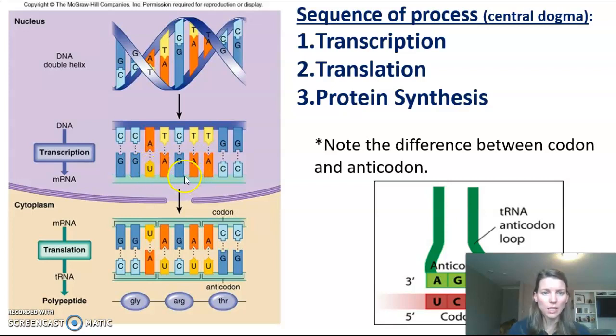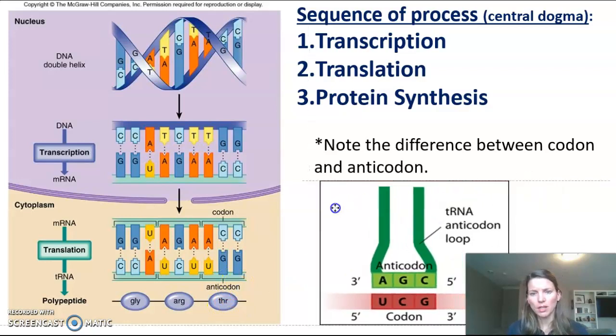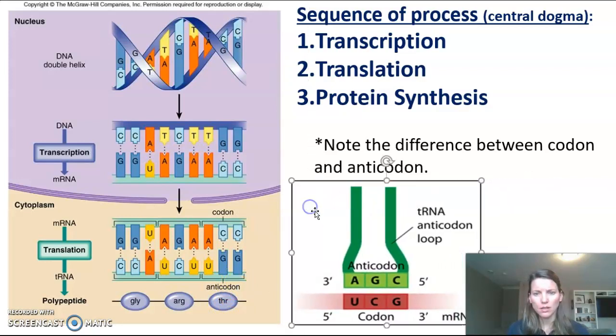Once that strand is made, and you'll note the U's now, that mRNA strand heads out into the cytoplasm to be then translated, read, by the tRNA in sets of three or codons into these amino acids. You got three of them down here to make a specific protein.